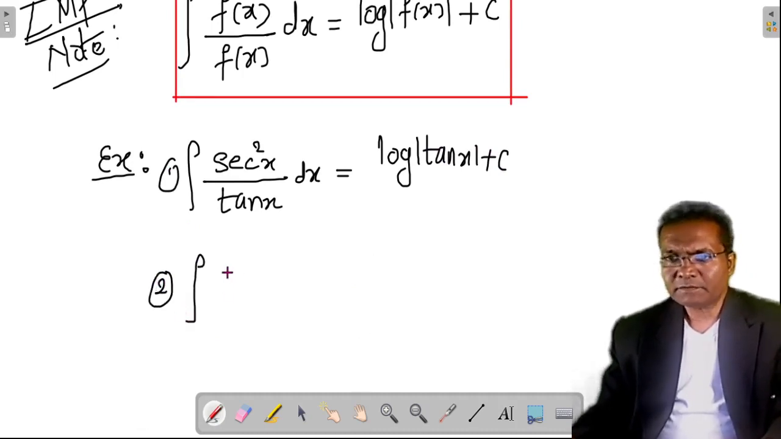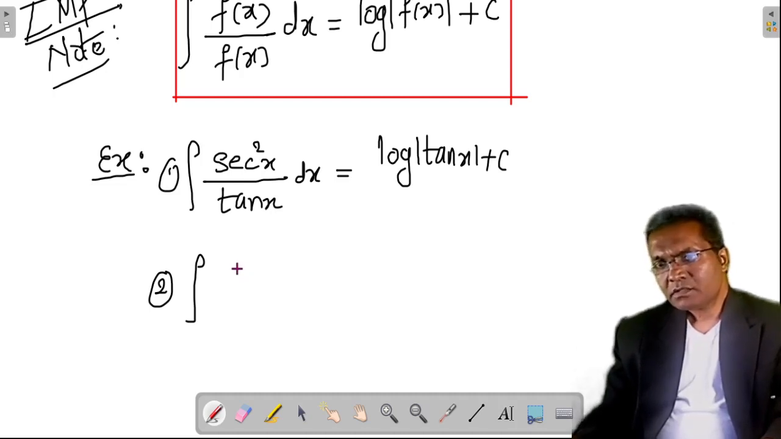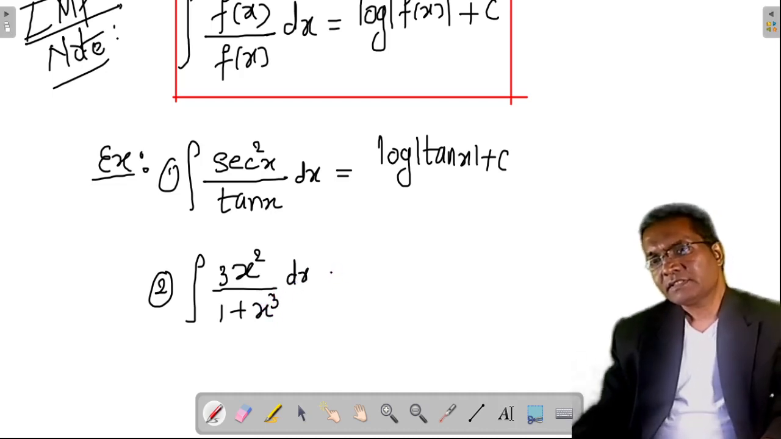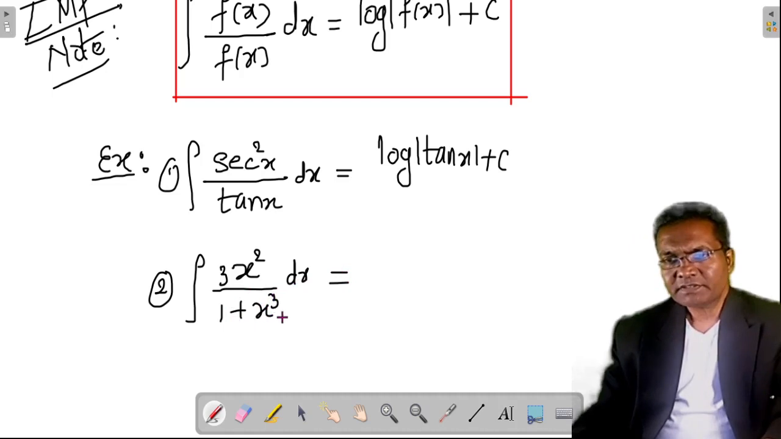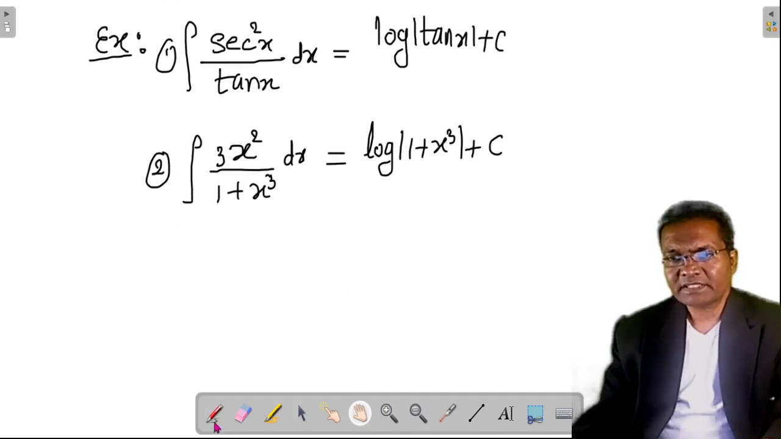Suppose you have integration of, say, 3x square by 1 plus x cube dx. Now see here, what is the derivative of the denominator? The derivative of this is 3x square, and it is present here. So one can write directly, it is log of 1 plus x cube plus c.